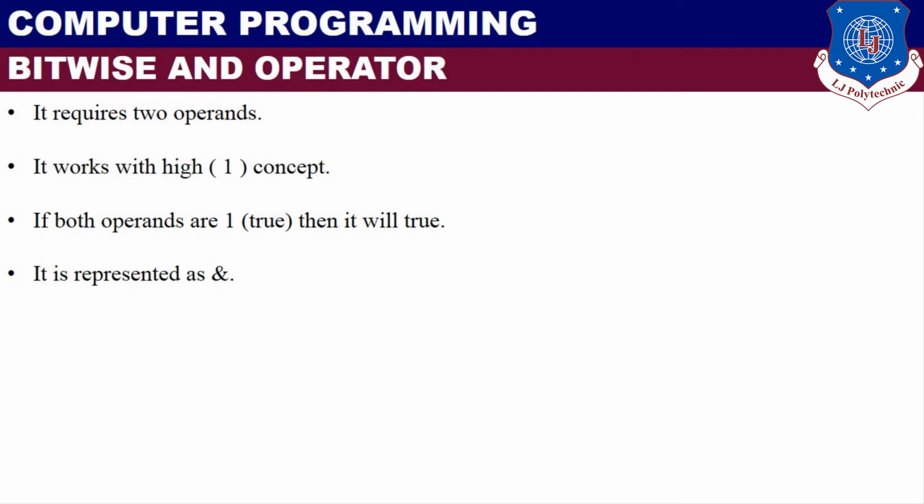First is the bitwise AND operator. In this operator we require two operands. It works with the AND concept. If both operands are true, meaning 1, then the result will be true. It is represented as ampersand.